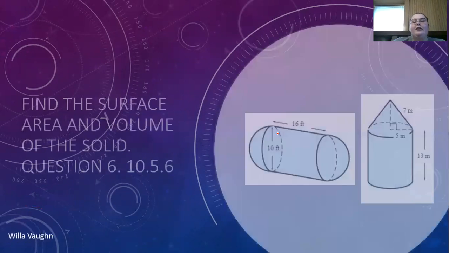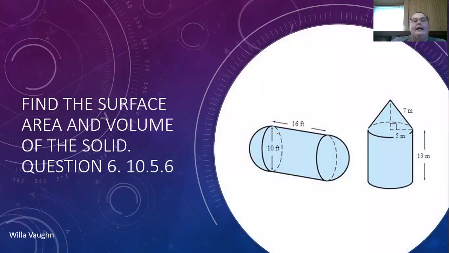Right. So for our last question, question 6, it's going to be find the surface area and volume of the two solids. So let me go ahead and label our figure 1 and our figure 2. Now, what we're going to do is we're going to separate these by our spheres, which are on these two ends, as you can see, and then right here, our cylinder.